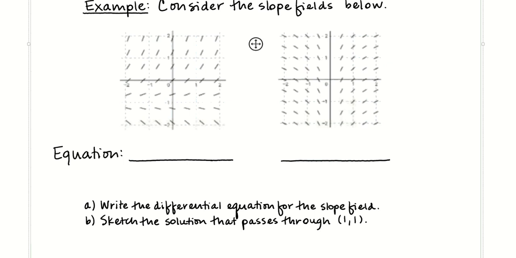Okay, consider the slope fields below. I'm going to want you to write the differential equation for the slope field and sketch the solution curve that passes through 1, 1. Realistically, A is probably not a question you're going to be asked on an assessment. That's just a little beyond the scope of what we do in this class. But I think that, with a little bit of guidance, we can figure out an equation for these.